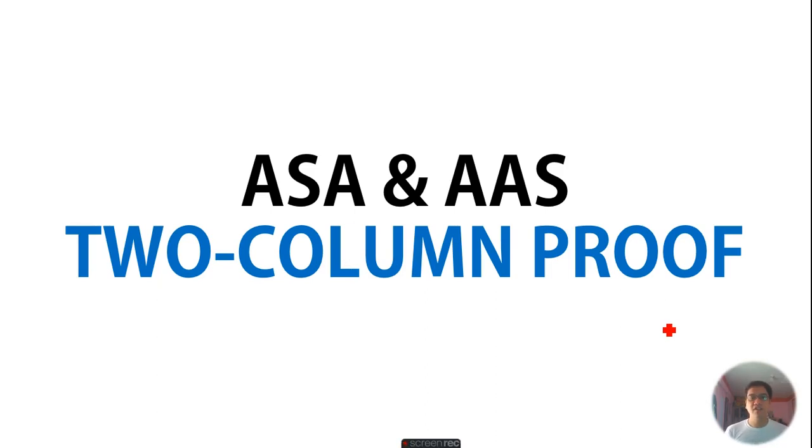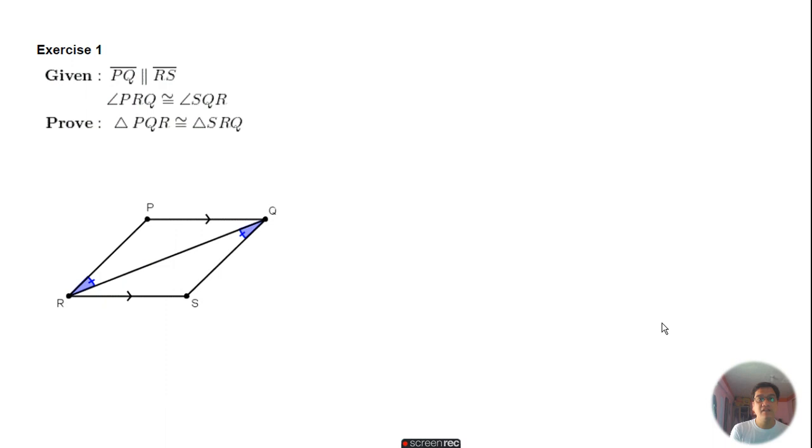Okay, so good day. We're going to talk about the use of ASA, or angle-side-angle, and AAS, angle-angle-side, in doing the two-column proof so that we can prove that two triangles are congruent. Now, the first example here: given line segment PQ is parallel to line segment RS, and angle PRQ is congruent to angle SQR, we're going to prove that triangle PQR is congruent to triangle SRQ.